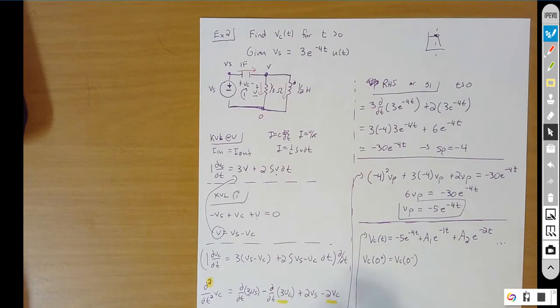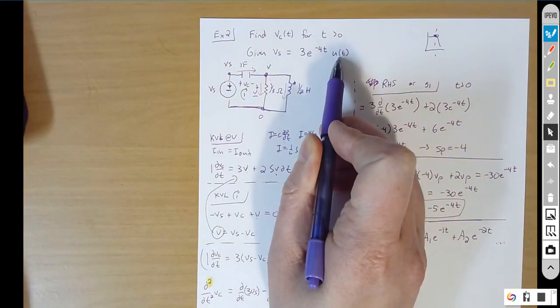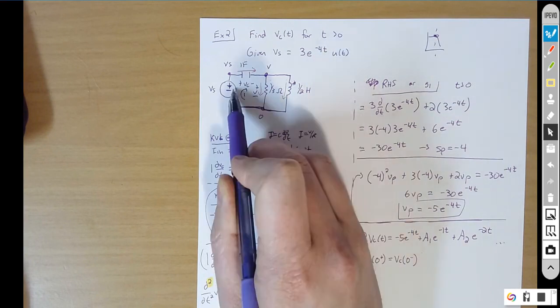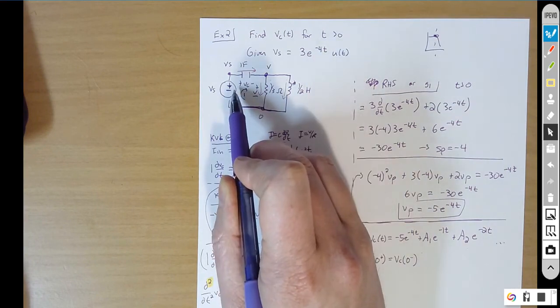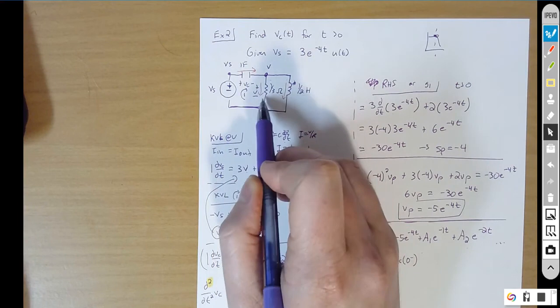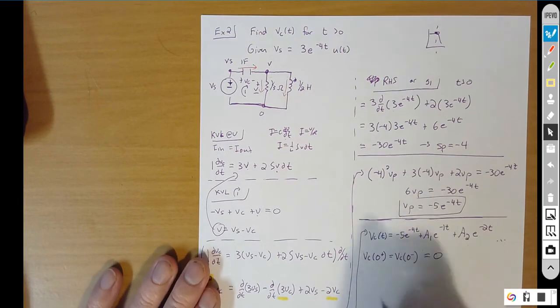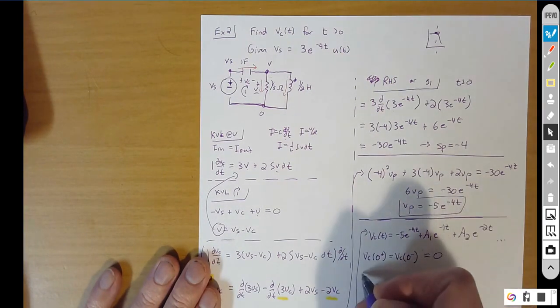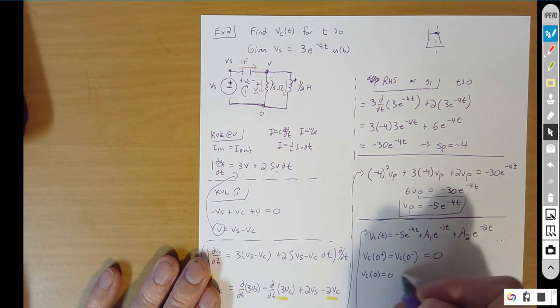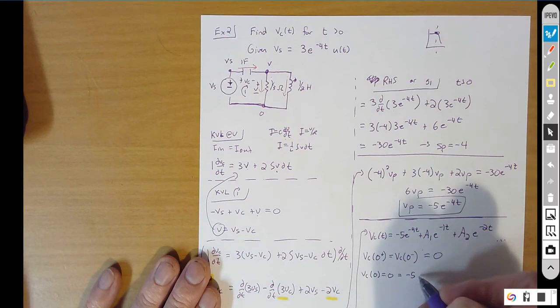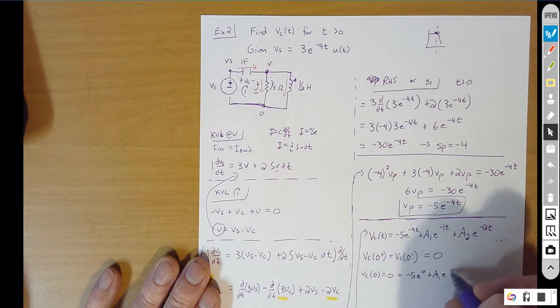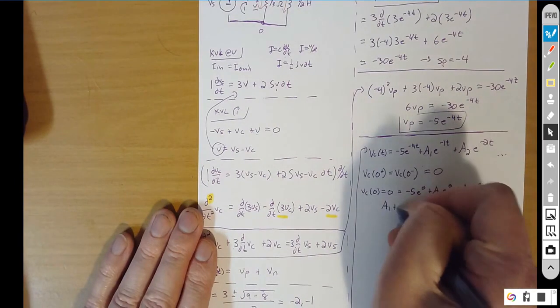Fortunately for us, this thing was powered by a step function. That means at time before 0, this wasn't powered. So if you go through, you're going to find that V particular is 0, which means there was no voltage on here, no currents, no nothing before time equals 0. So that's just 0. We'll plug that in and say that VC at 0 is 0. So we get negative 5 e to the 0 plus a1 e to the 0, which is 1, plus a2 e to the 0. That's equation 1 right there: a1 plus a2 is equal to 5.